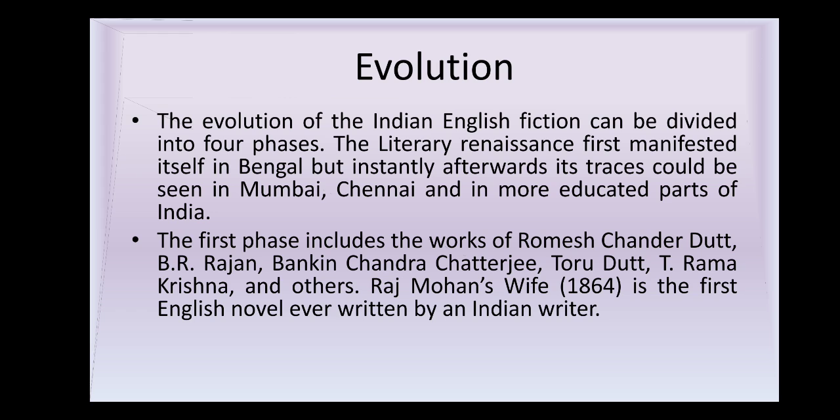As we talked in the earlier video, the literary renaissance first manifested itself in Bengal, but instantly afterwards, its traces could be seen in Mumbai, Chennai, and in more educated parts of India. So we see the first phase includes the work of Ramesh Chandra Dutt, B.R. Rajan, Bankim Chandra Chatterjee, Toru Dutt, T. Ramakrishna, and others. Raj Mohan's Wife in 1864 is supposed to be the first English novel ever written by an Indian writer.